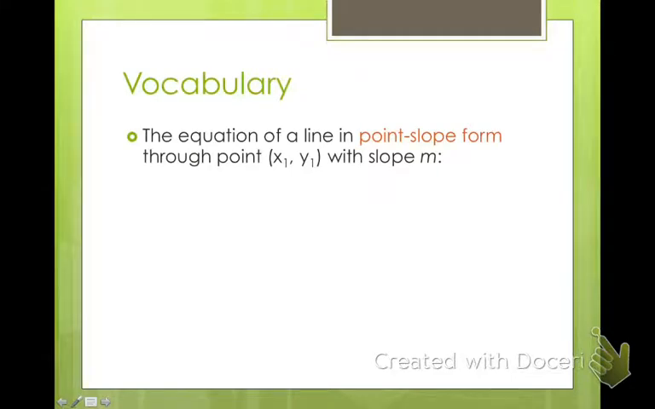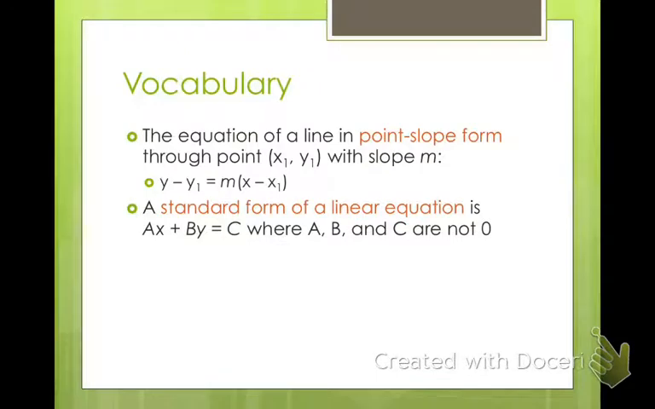So the first vocabulary word, the equation of a line in point-slope form through the point x1, y1 with slope m is written as y minus y1 equals m times the quantity x minus x1. Then standard form is just getting all the x's and y's on one side and the number on the other side. A, B, and C are all whole numbers. There are no fractions in standard form.